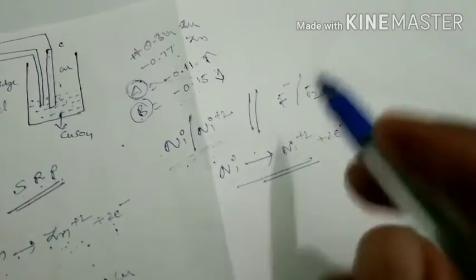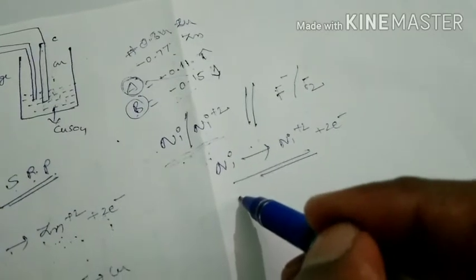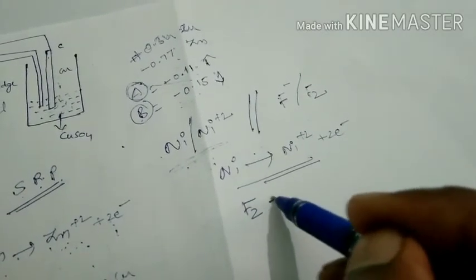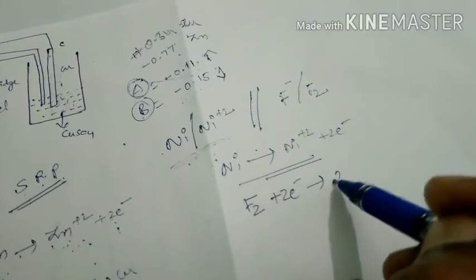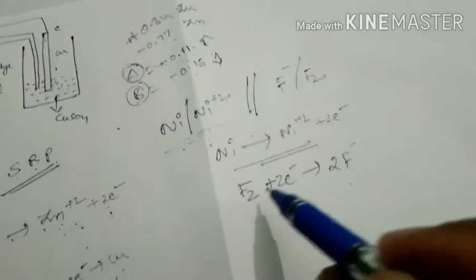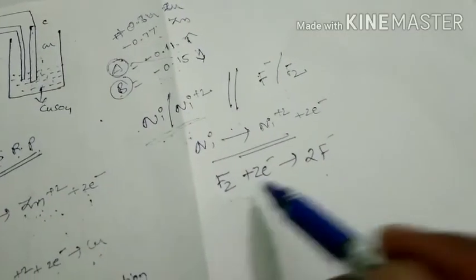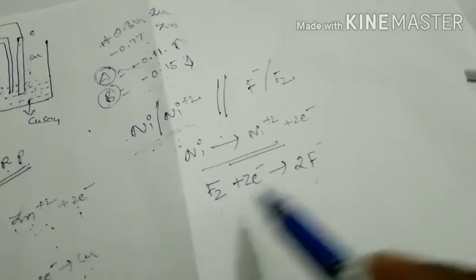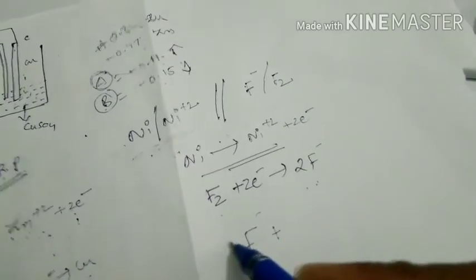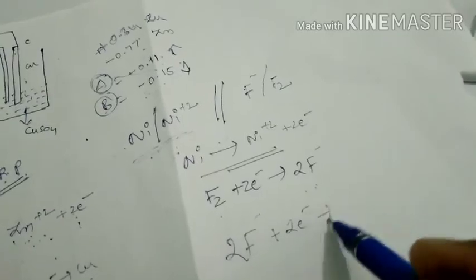Then what is the reaction that takes place at the cathode? F2 plus 2 electrons gives rise to 2F minus. You should write it like this. That means F2 is converted into F minus. Why should we write it like this? Why should we not write it like this: F minus gives rise to F2 plus 2 electrons?